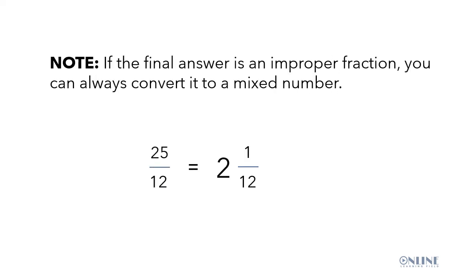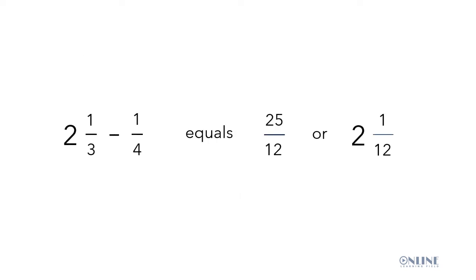Note, if the final answer is an improper fraction, you can always convert it to a mixed number, which in this case will be 2 1/12. 2 1/3 minus 1/4 equals 25/12 or 2 1/12.